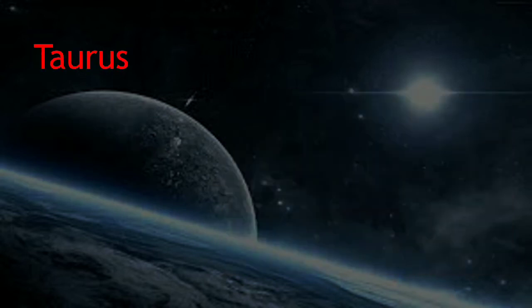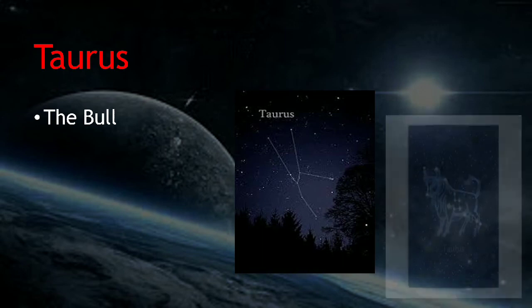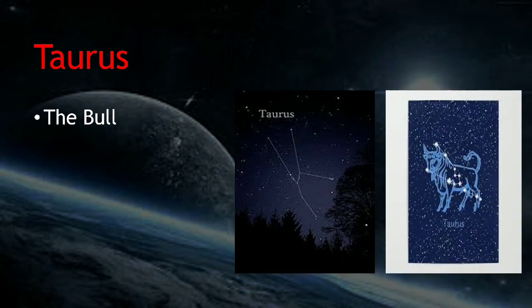Taurus, Latin for the bull. It is one of the constellations of the zodiac and is located in the northern celestial hemisphere. Taurus is a large and prominent constellation in the northern hemisphere winter sky. It is one of the oldest constellations, dating back to the early Bronze Age at least, when it marked the location of the sun during the spring equinox.